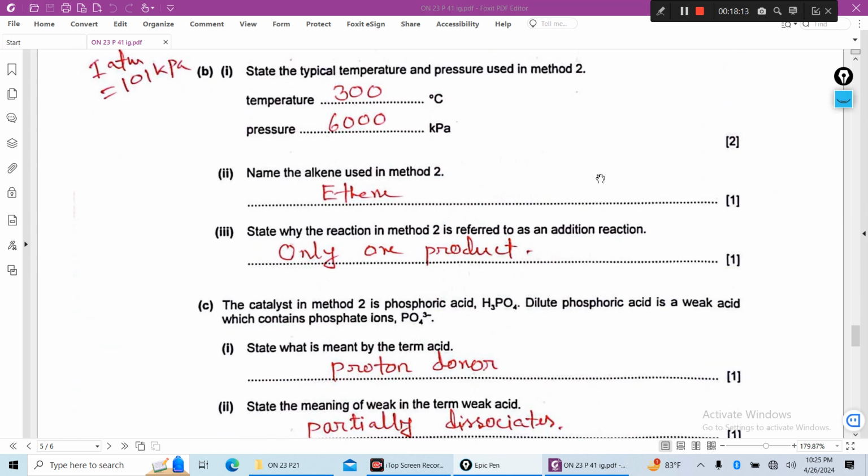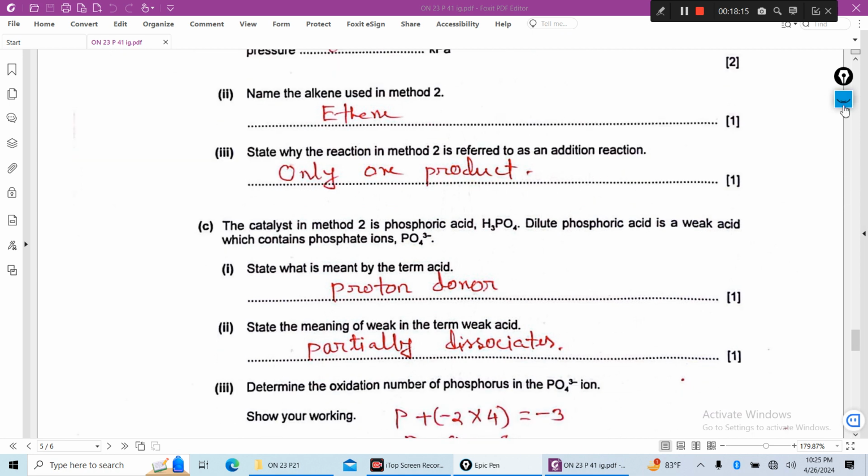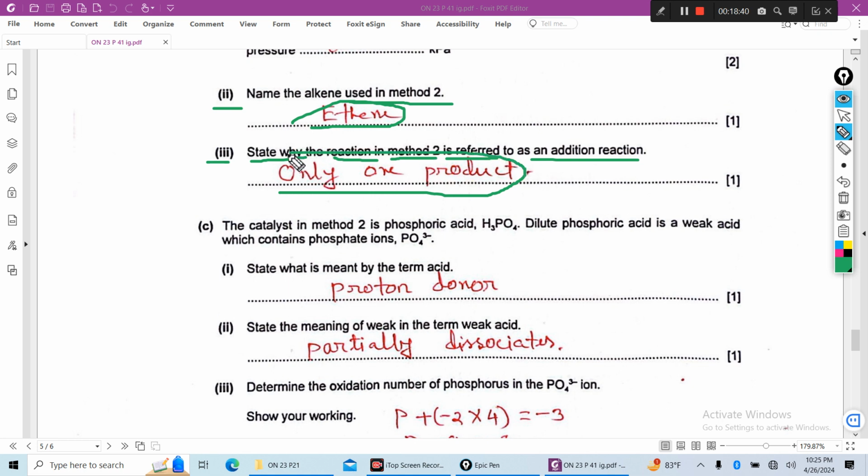Next, name the alkene used in method 2: ethene. Ethene reacts with steam to produce ethanol. 3. State why the reaction in method 2 is referred to as an addition reaction. Because it produces only one product. In this method, only one product is produced. So this is an addition reaction.